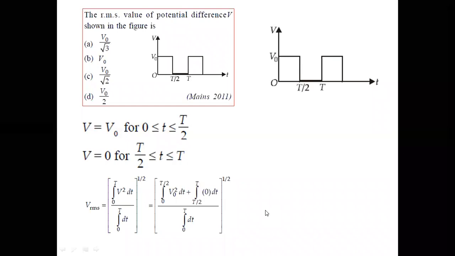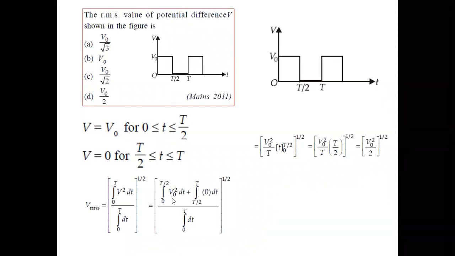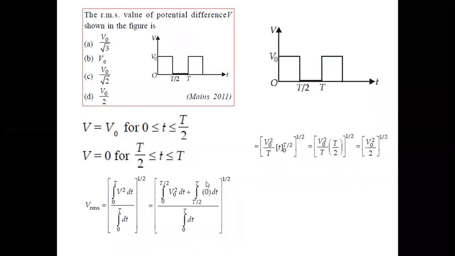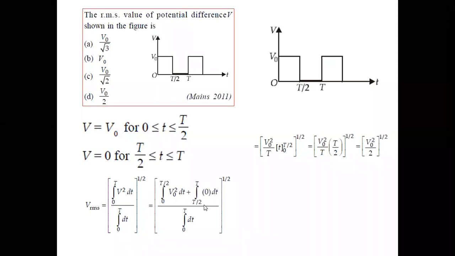And the next simplification gives you this relation. This is V0 in this region, 0 to T by 2. From 0 to T by 2 it is V0 square, and in the other region it is 0 volt. Voltage is 0 for the time period T by 2 to T. So this integration gives you a very simple value, 0.